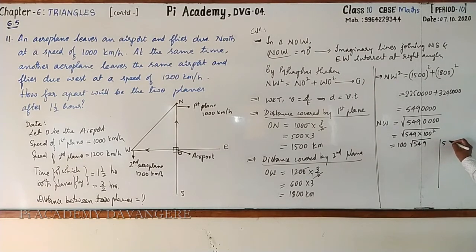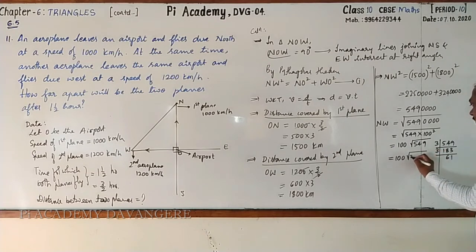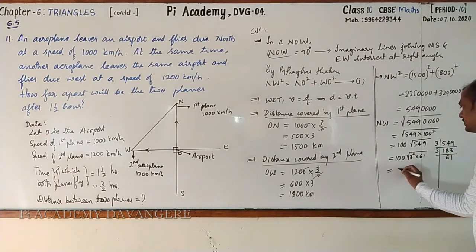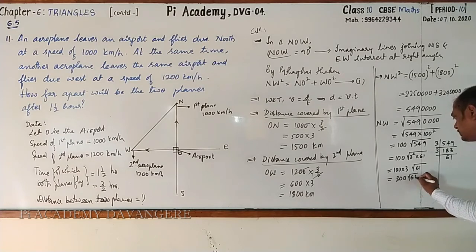It is 549. It is divisible by 3. 3 1s are 3, 2 will remain 24. 3 8s are 24. 3 3s are 9. Again by 3, 3 6s are 18, 61 is a prime number. You can keep that as it is. 100 into square root of 3 square into 61. What is the square root of 3 square? It is just 3. So 3 root 61 is equal to 300 into root 61 kilometer.